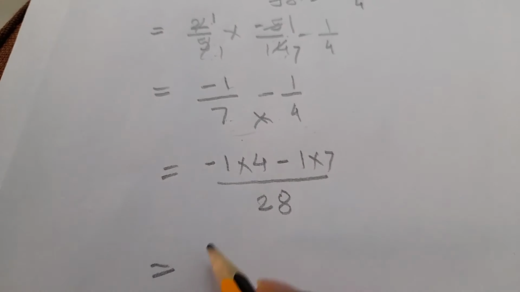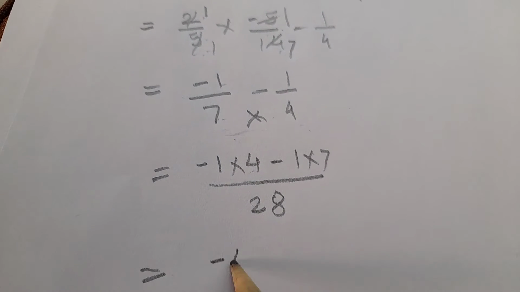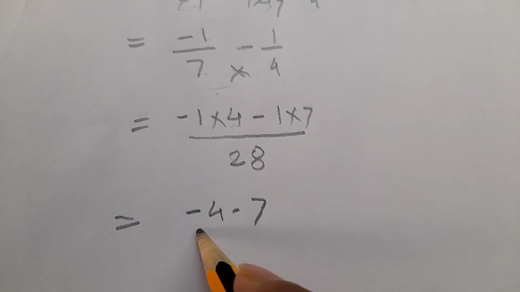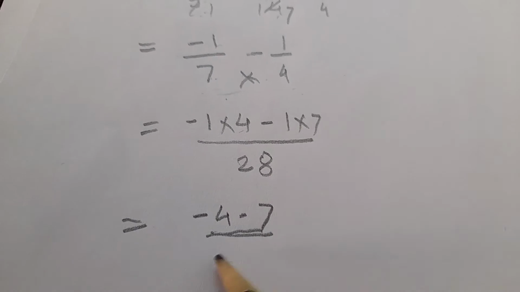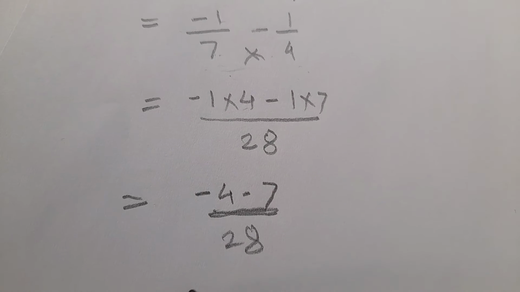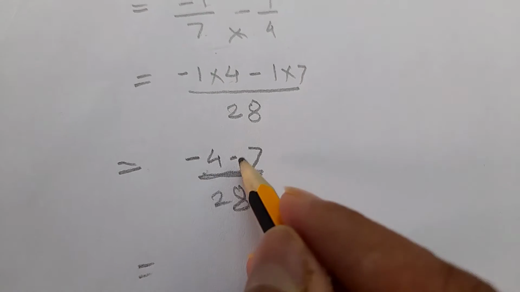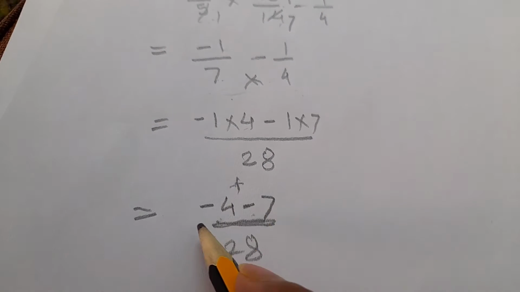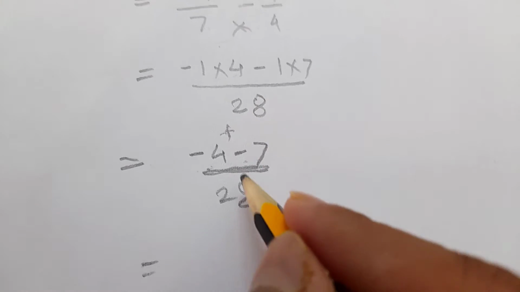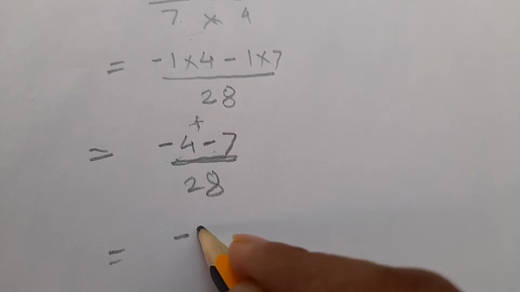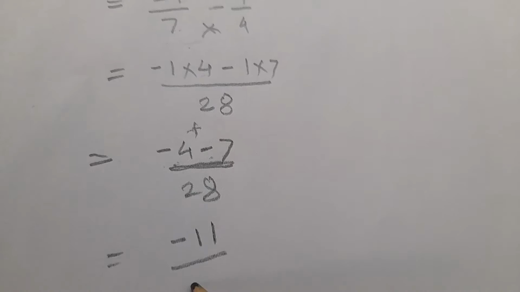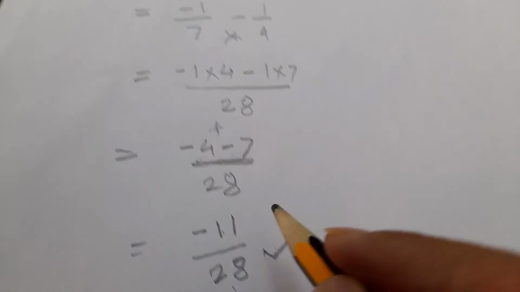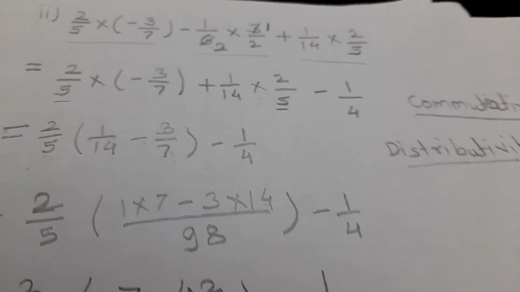Minus 4 minus 7 upon 28. We know that minus minus gets plus, and the sign will be minus in the answer. Minus 11 upon 28, which is the answer of the second equation.